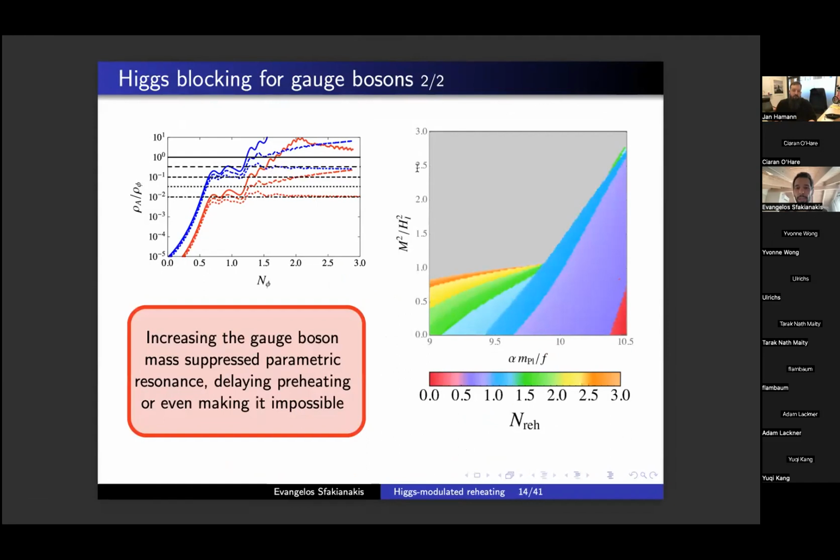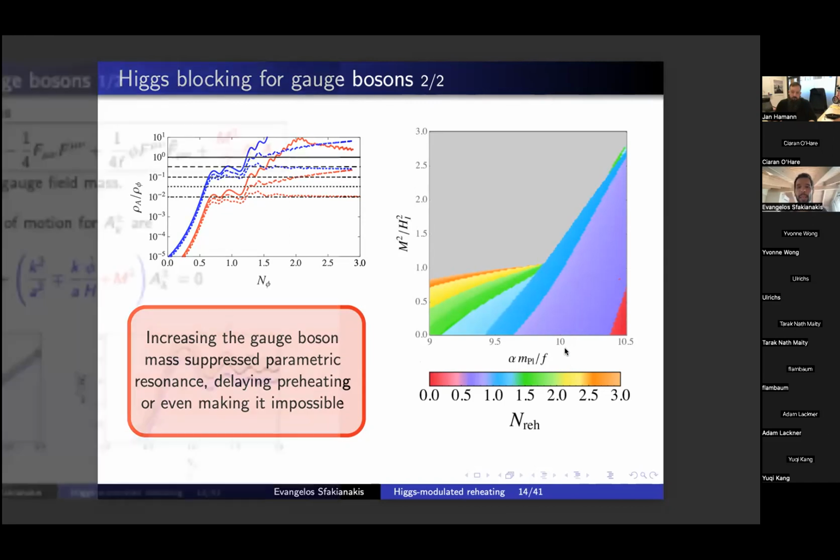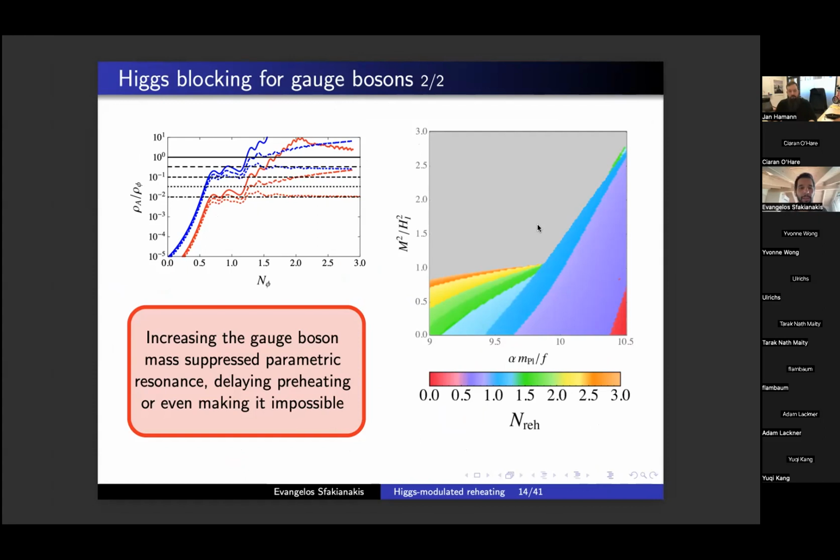If I look at this plot, on the vertical axis I have the mass of the gauge field as a function of the Hubble scale, and on the horizontal axis I have the coupling of my axion inflaton to gauge fields. What we see is that in this gray area we do not get efficient parametric resonance, so we do not get efficient preheating. Whereas in this rainbow part of the plot, parametric resonance is active and you can get preheating, but with different durations of preheating.